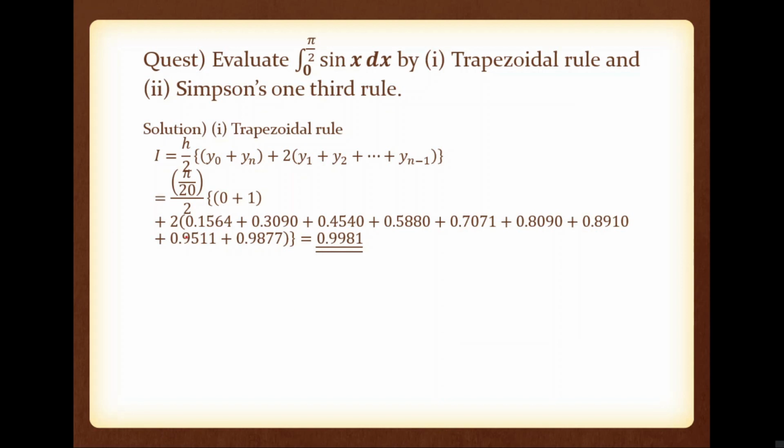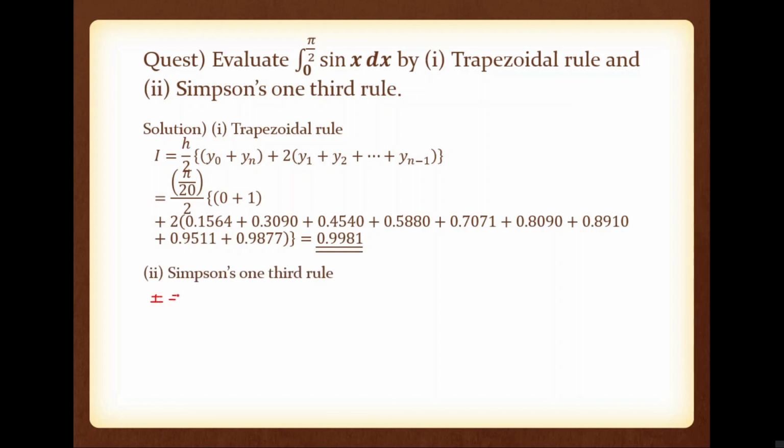This is y0 0, this is y10 1, then plus remaining values 2 into 0.1564 plus 0.3090 plus 0.4540 plus 0.5880 plus 0.707 plus 0.8090 plus 0.8910 plus 0.9511 plus 0.9877 plus 0.9981.